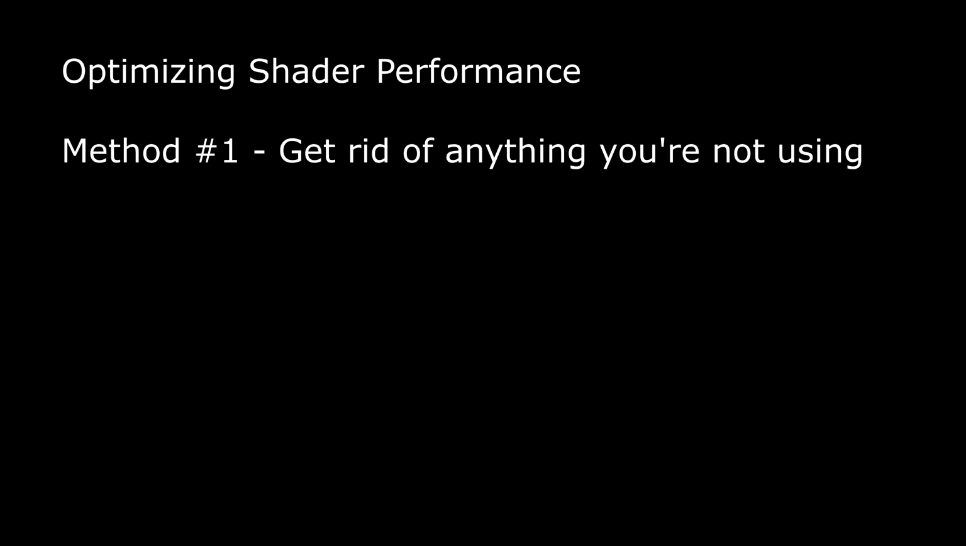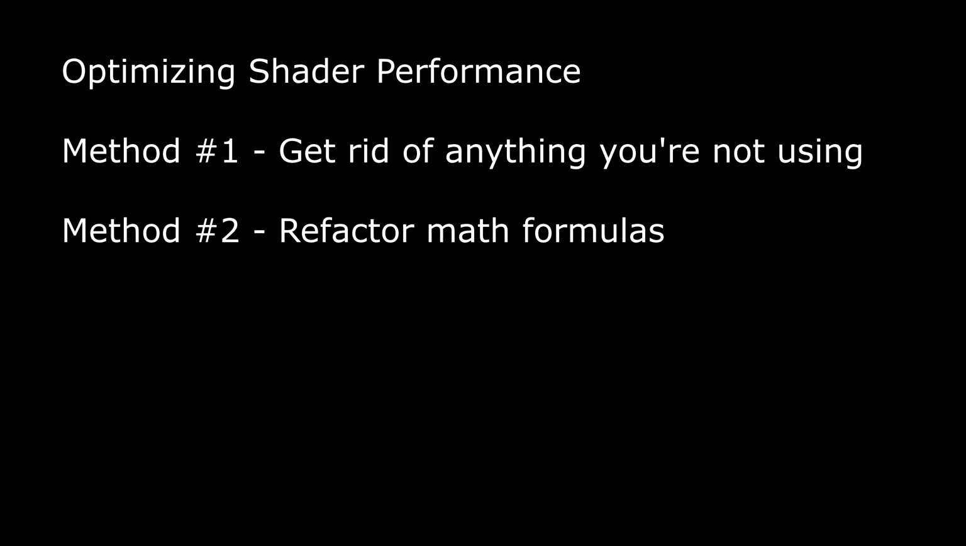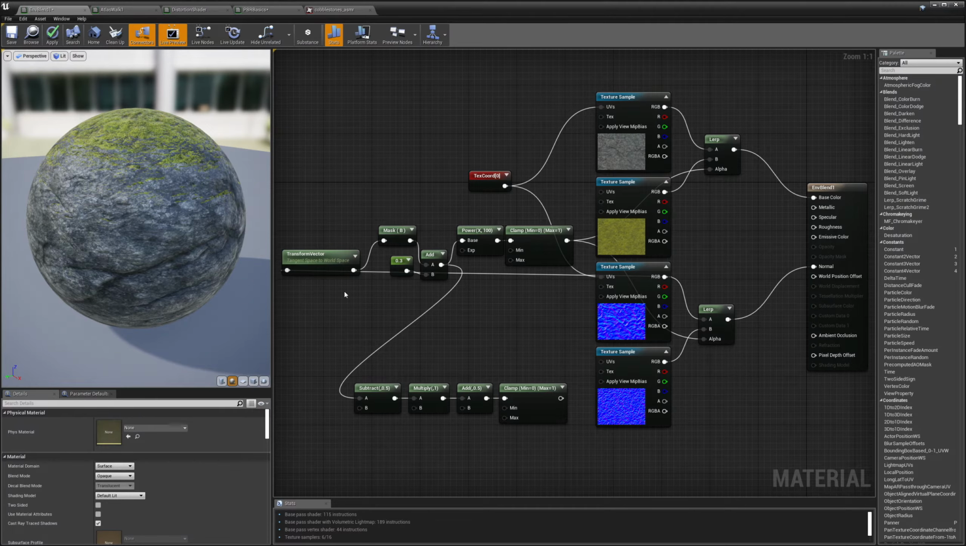The second thing that you can do is refactor your math and use different methods of arriving at the same result. So here we have our environment blend shader that we created in a previous video. And if you want to, you can go and check that video out right here. I'll put the link here and also in the description below, so you can see how we built this shader. But let me go over it just briefly here.